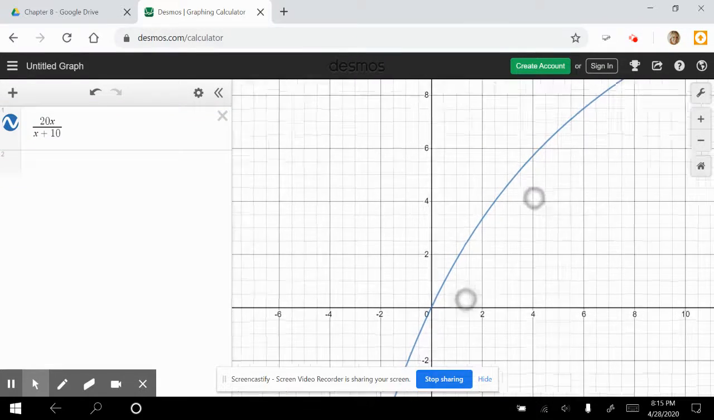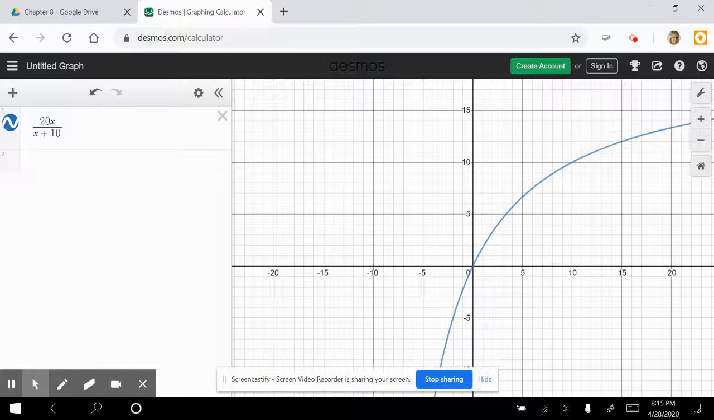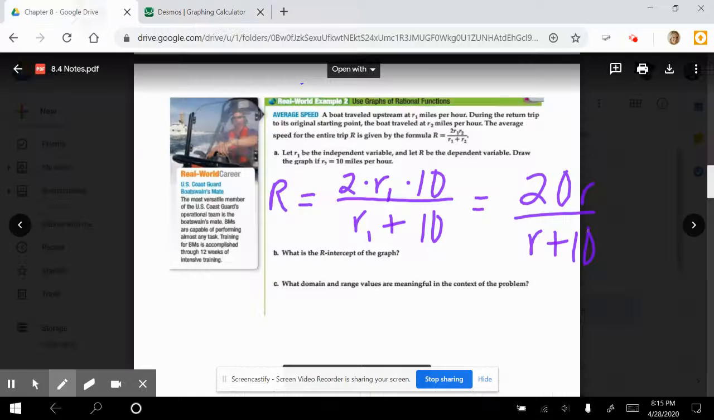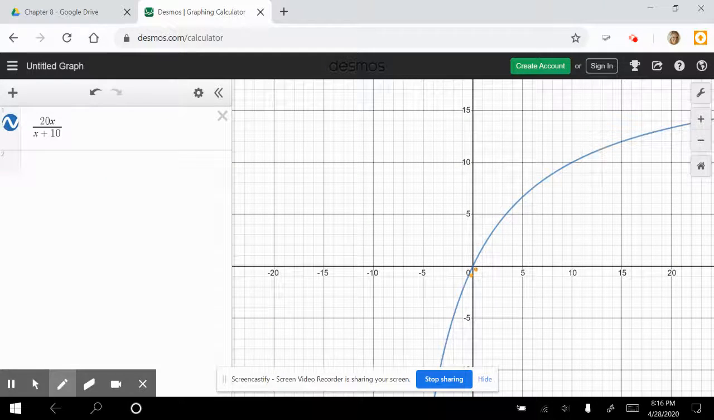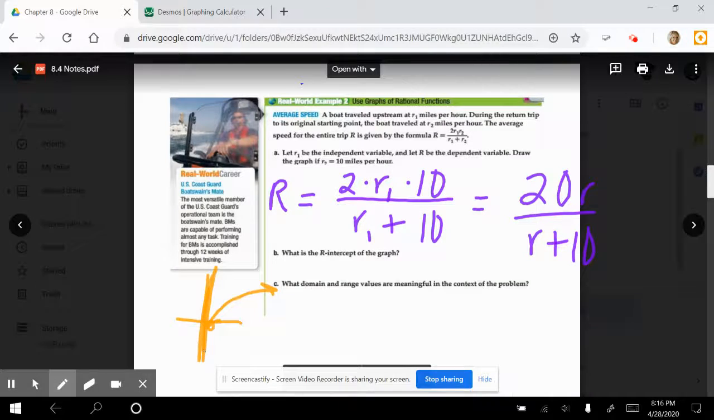There it is right there. I can make it a little bigger, but it looks something kind of like that, right? And if you wanted to free draw that, I'll just do that over here on the side. You'll notice it kind of goes like that. And it says, what is the r-intercept of the graph? Basically it's saying, where does it cross the y-axis, but it's saying r. And so we look right there, it crosses at 0, right? So it crosses when r equals 0. And so that's at 0.